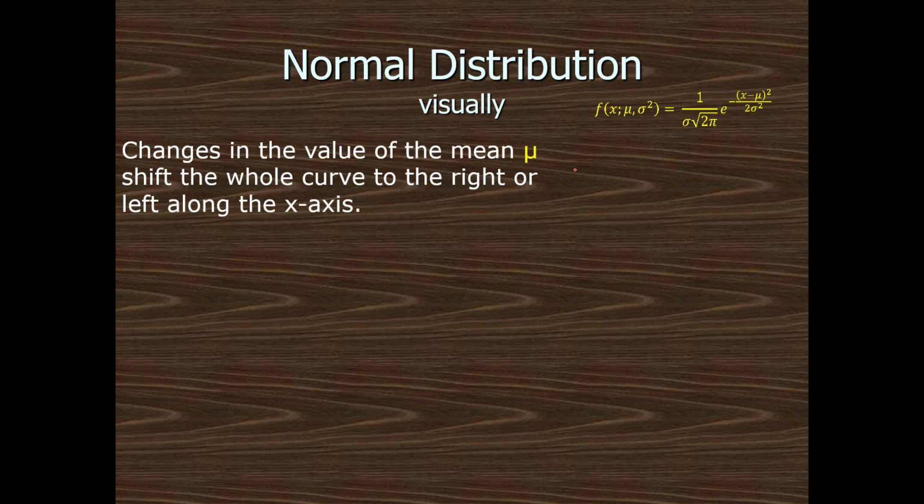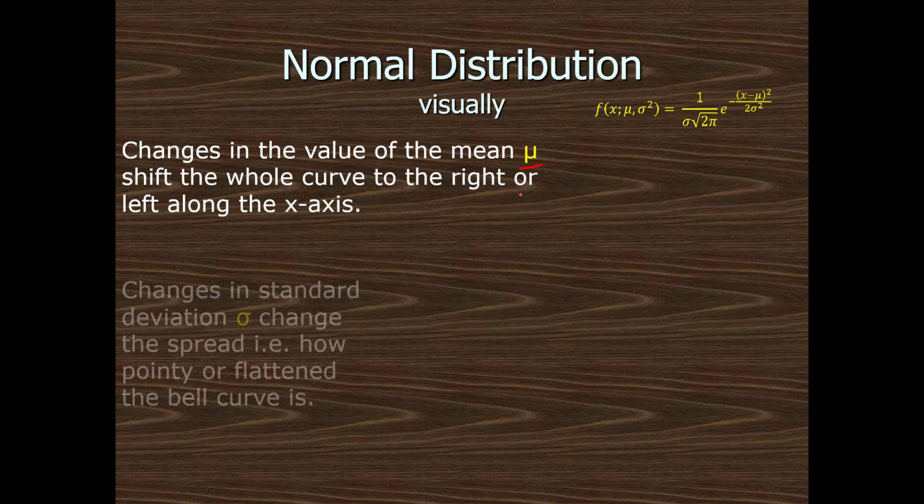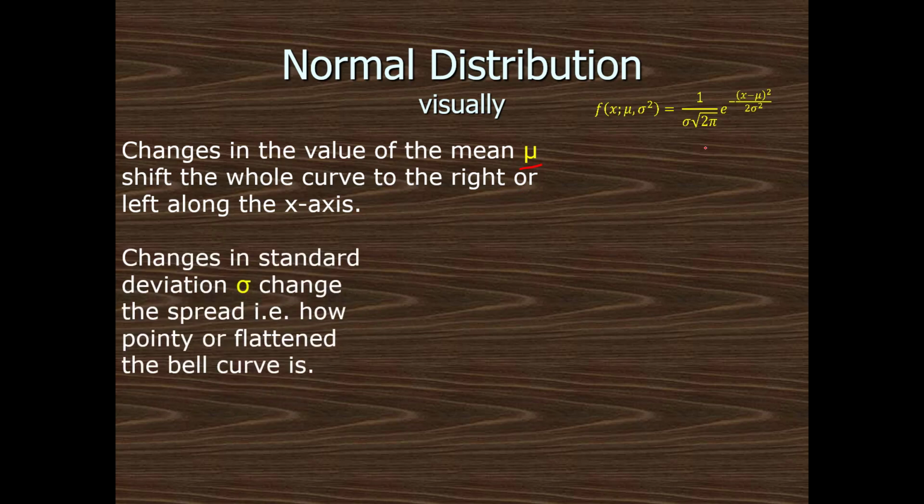Visually, we know what the normal distribution looks like. It looks like a bell curve. When we change the value of the mean, mu, in the distribution, we shift the whole curve to the left or to the right. So that's what this bit here does. Changes in the standard deviation, as you can see here, it's in the denominator. What it's going to do is change the spread. And so you can see that here.